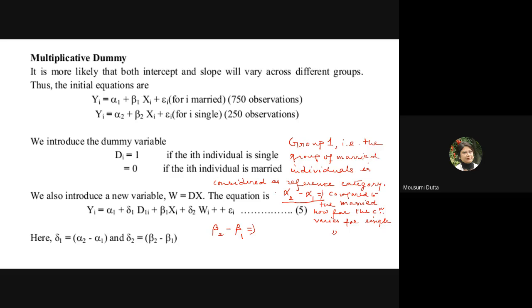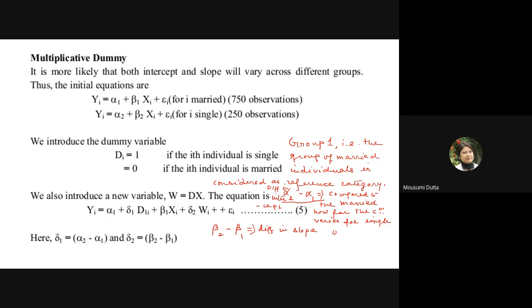This is the difference in intercept, and this is the difference in slope. So the rest of the things are the same.